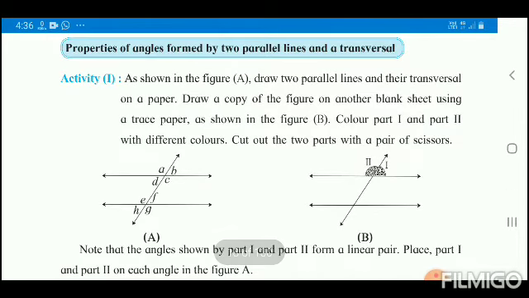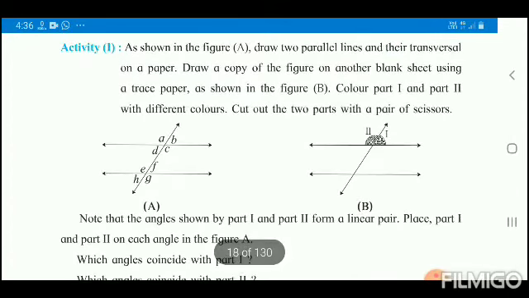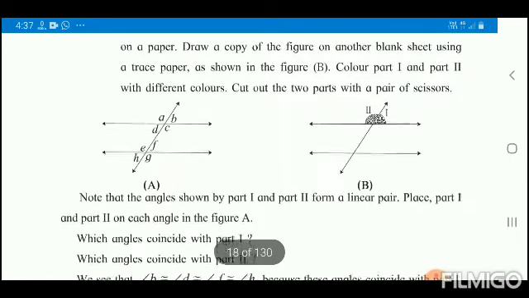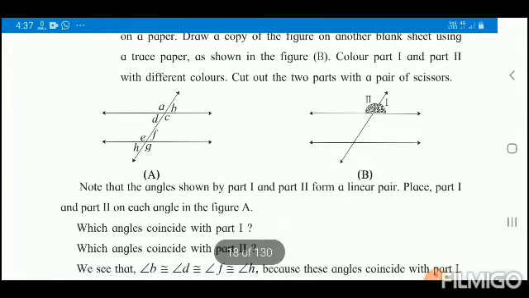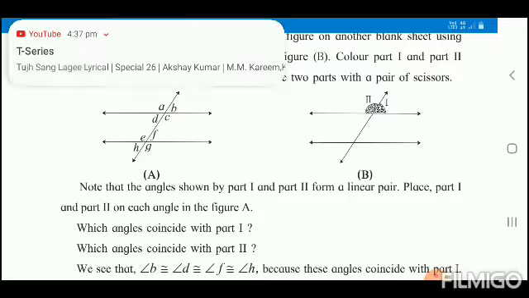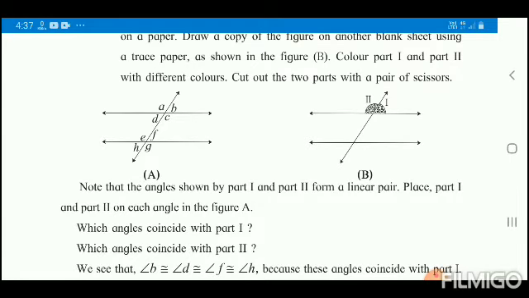Activity 1. As shown in figure A, draw two parallel lines and their transversal on a paper. Draw a copy of the figure on another blank sheet using a trace paper. As shown in figure B, color part 1 and part 2 with different colors. Cut out the two parts with a pair of scissors. Note that the angles shown by part 1 and part 2 form a linear pair. Place part 1 and part 2 on each angle in figure A.